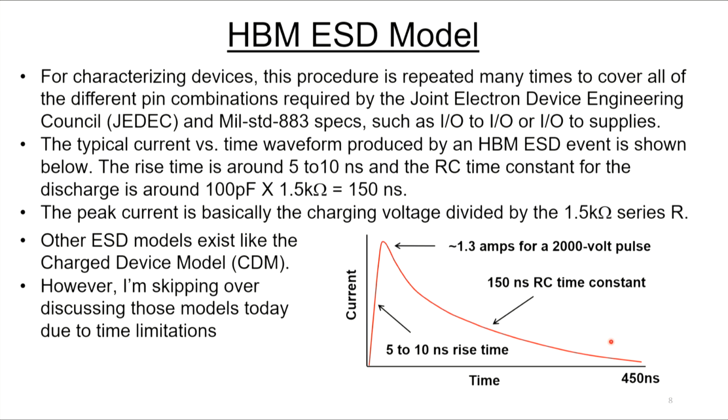A typical current versus time waveform produced by an HBM ESD event is shown below here, with a rise time of about 5 to 10 nanoseconds, and an RC time constant for the discharge of about 150 nanoseconds. So we're talking maybe 3 RC time constants, 450 nanoseconds for this total pulse. The peak current is basically set by the charging voltage divided by that 1.5K series resistor. So for a typical 2,000 volt pulse, you have about a 1.3 amp peak current.